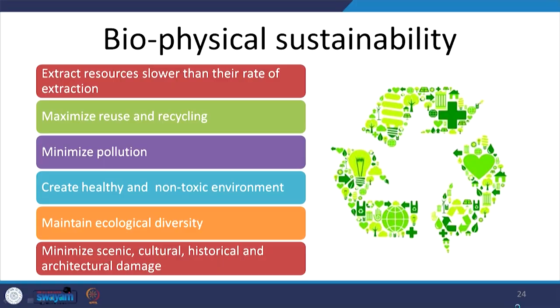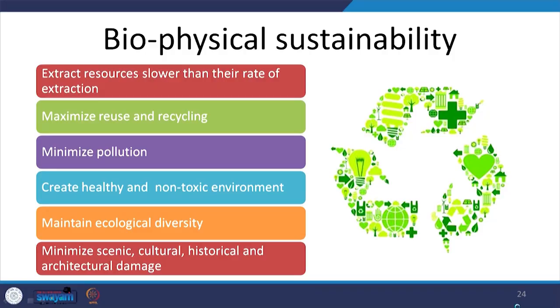Now, we come to one of the most important domains of sustainable architecture, which is biophysical sustainability. I say most important because it is also the most threatened one. We are talking about environmental sustainability in architecture. We have to ensure that the rate at which resources are being consumed is lesser than the rate at which nature replenishes these resources. We have to maximize the reuse and recycling of materials, of space, of everything. We have to minimize pollution, and we have to create a healthy and non-toxic environment.